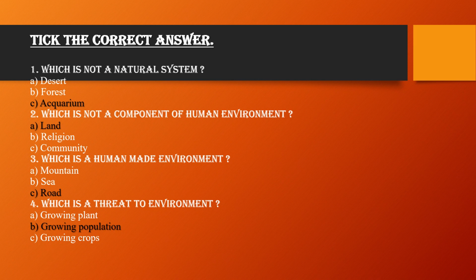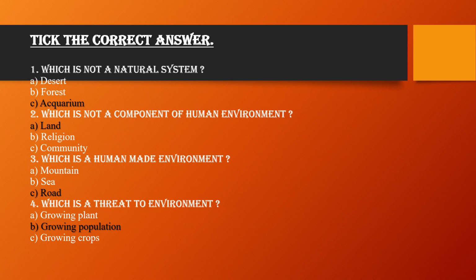Second question, which is not a component of human environment? Land, religion, or community? Of course, land, because religion and community are human environment and land is not. My third question, which is a human-made environment? The options are mountain, sea, and road. Human-made is, of course, road, because mountain and sea are not made by man.